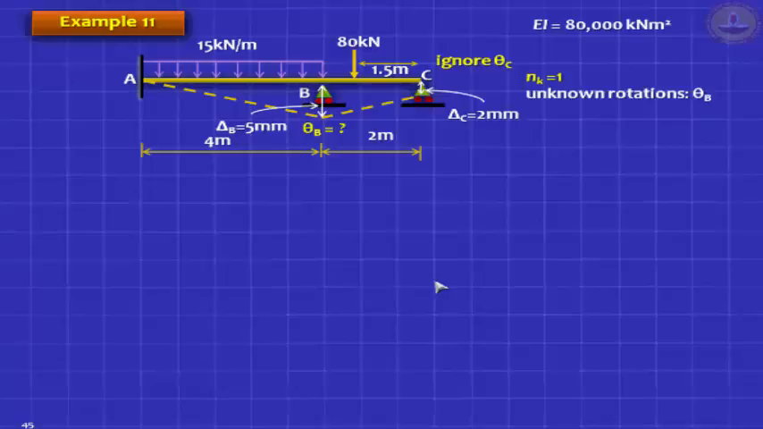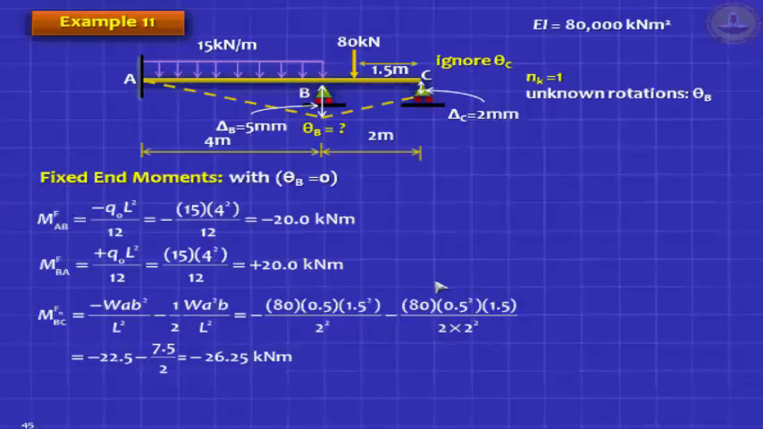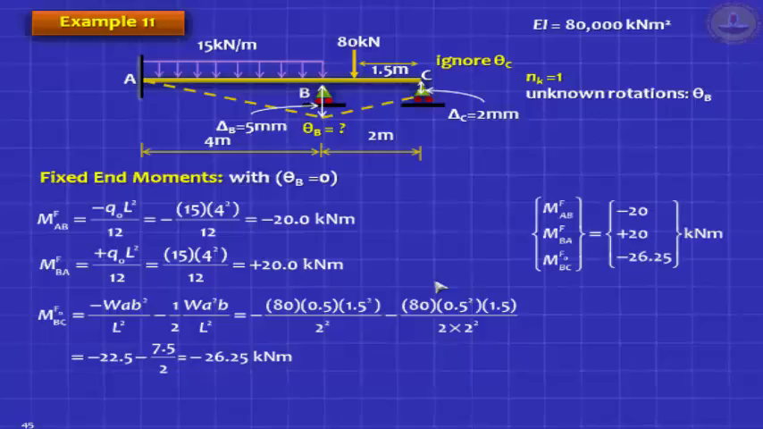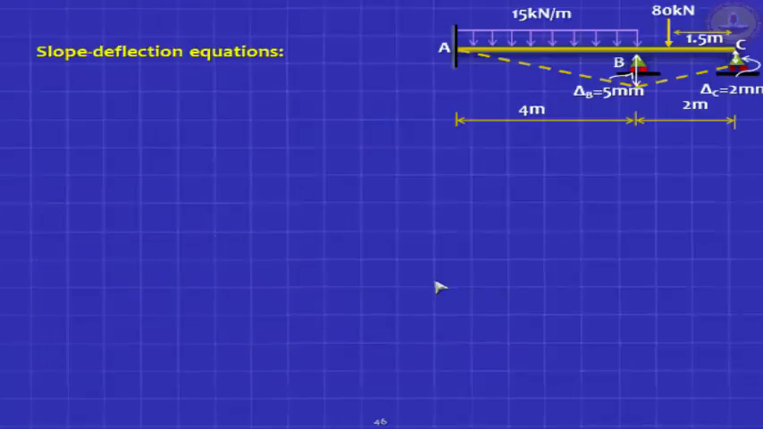How do we proceed? Well, first find out the fixed end moments. This is something we did earlier, we just repeated. Nothing new here. MFAB, MFBA, MF naught BC. You know exactly what's going on. Next, you write down the slope deflection equations. Slope deflection equations is exactly what we did earlier, except one additional term comes.